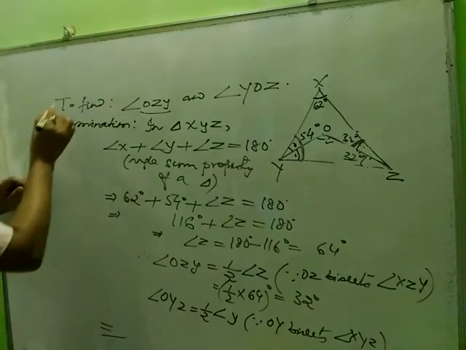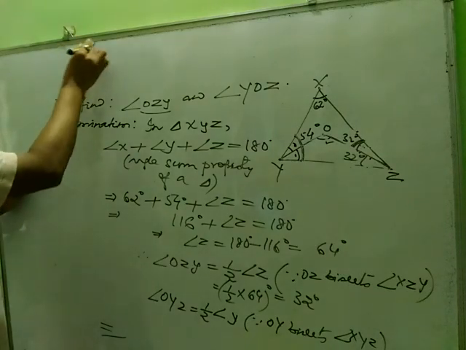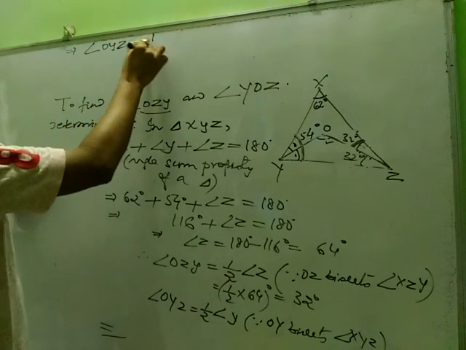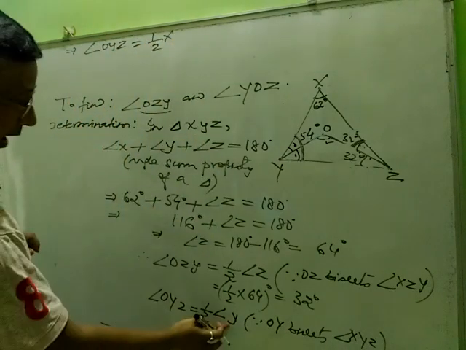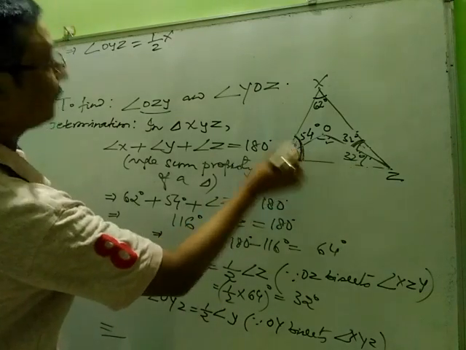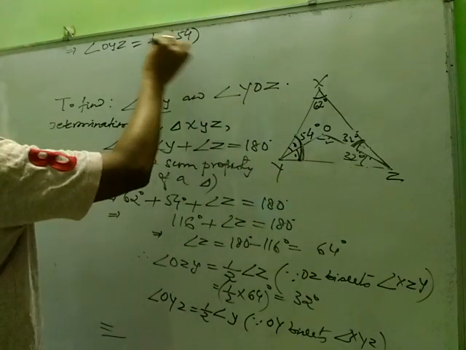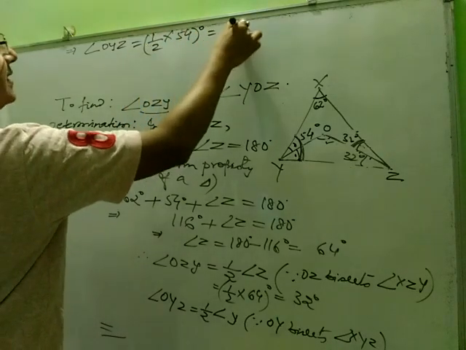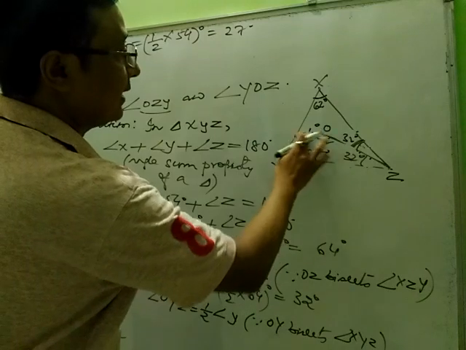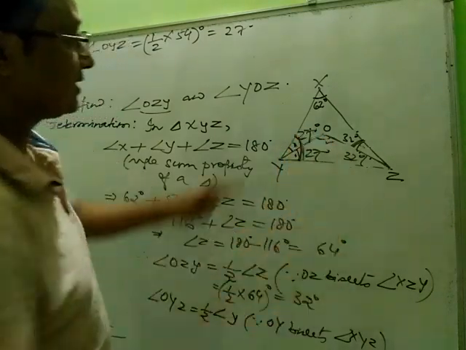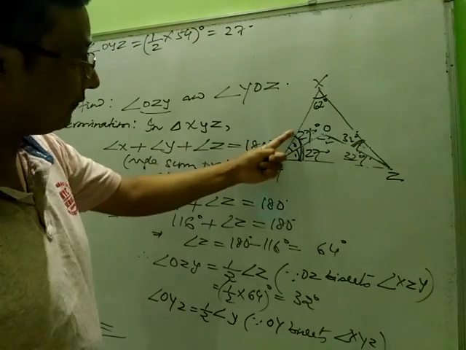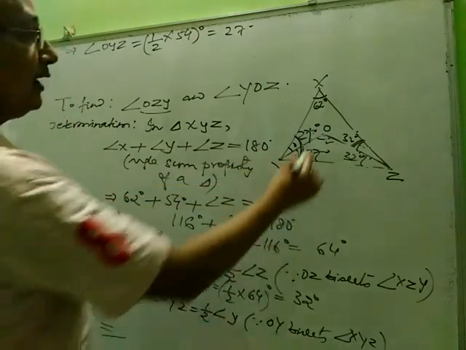So this implies angle OYZ is equal to half into Y. Y is given as 54 degrees, so you get 27 degrees. So this one is 27, and this also is now 27. These two parts are equal because this is the bisector of this angle. Now you need Y or Z.